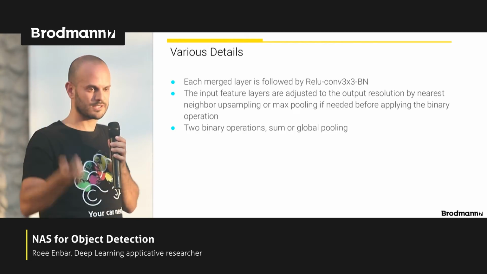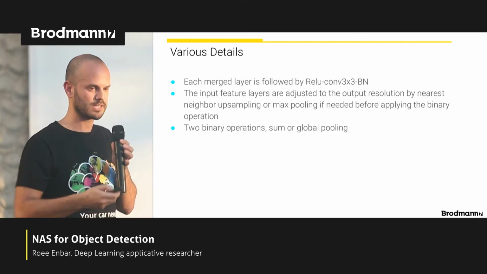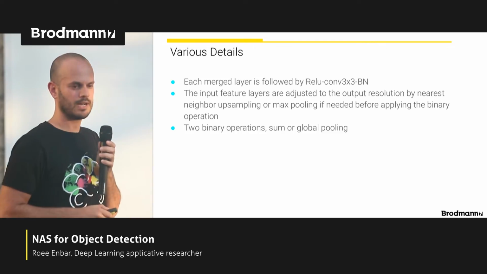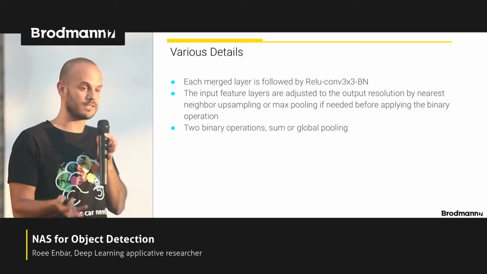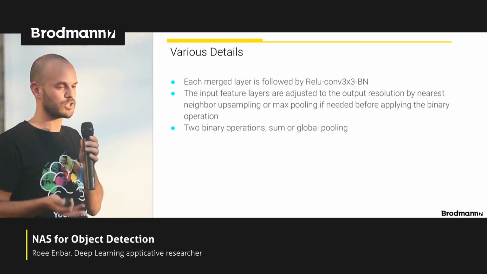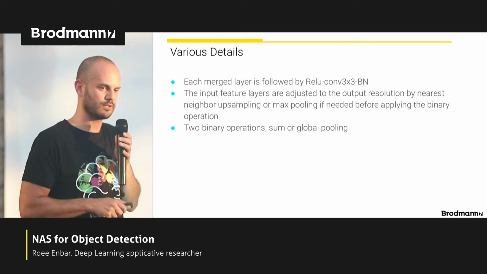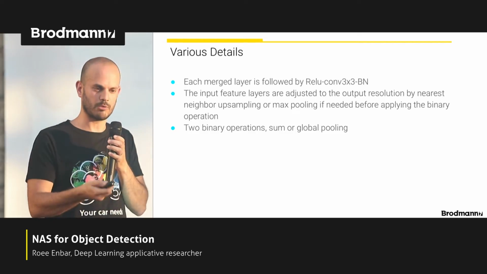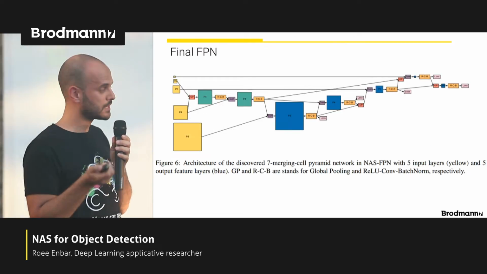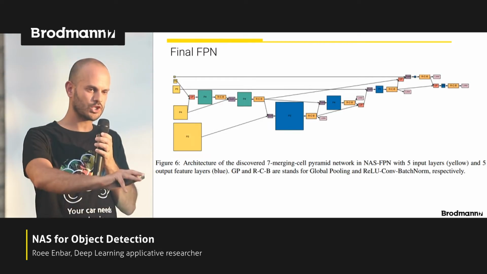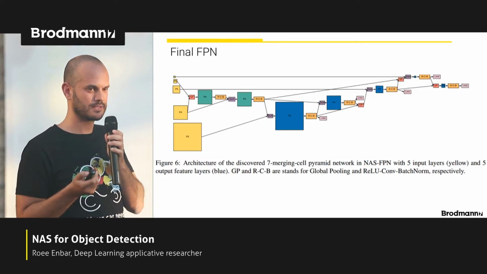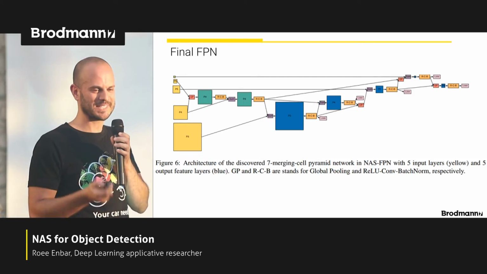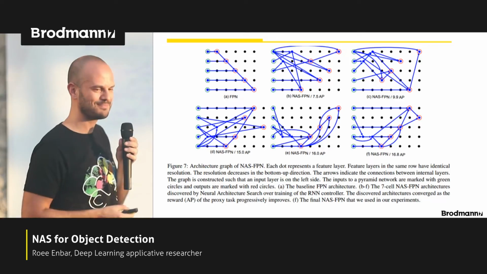Some details: after every merging layer, we put in some ReLU, conv, batch normalization, just to make things a little bit more interesting. We adjust each layer. The layers probably have different spatial resolutions, so we adjust that by upscaling or downscaling if needed. And they suggested using one of 2 binary operations, sum or global pooling. And this is the model that they got in the end, which is very, very colorful, but it's easier for me to explain it using a diagram.